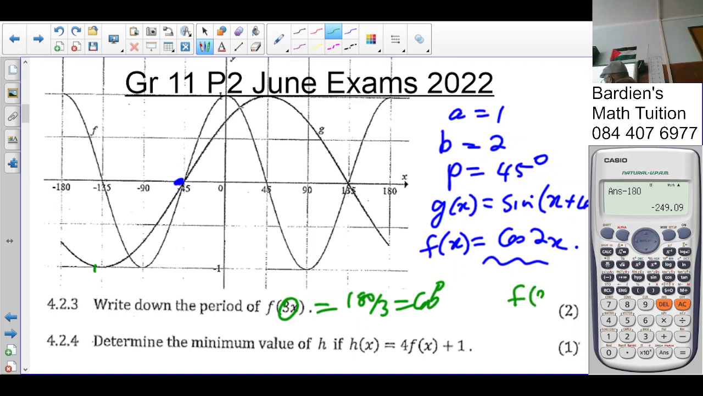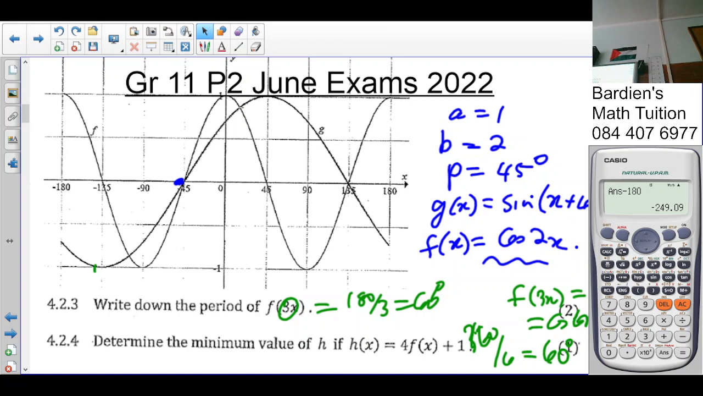So what is f of 3x? This is another way of doing it. So if I see x, I put the 3x. So cos of 2 times 3x, which is cos of 6x. And the cos graph is normally 360. 360 divided by 6 is 60 degrees. That's another way of doing exactly that same calculation. Okay.